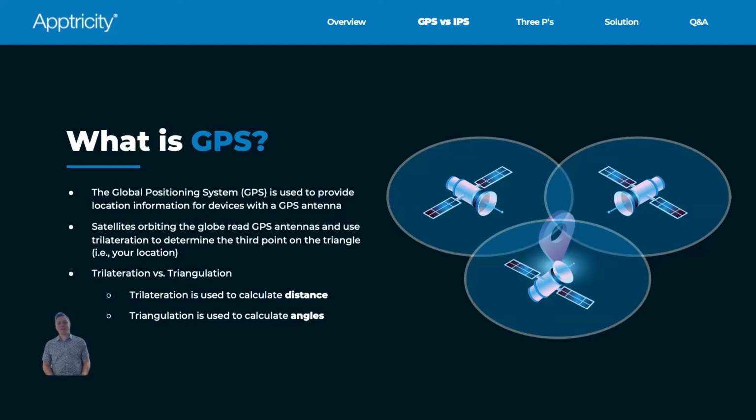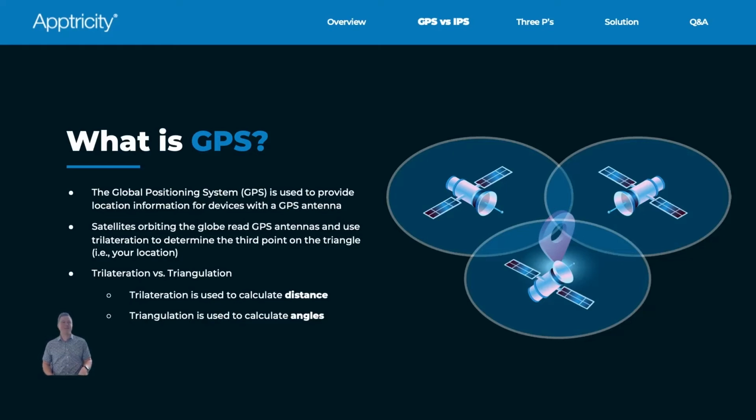So basically, one of the things that I actually had to correct myself on not too long ago was the difference between triangulation and trilateration. Because I think a lot of people say, oh, well, GPS works through triangulation. And that's not true. GPS works through trilateration. And the difference is that trilateration is used to calculate distance, while triangulation is used to calculate angles. Now, at Uptricity, we've got some very bright people who work on our IPS system who are way better at understanding trigonometry than I am. I'm not a math whiz. I never was. I would never pretend to be.